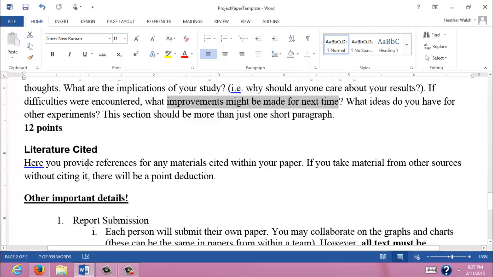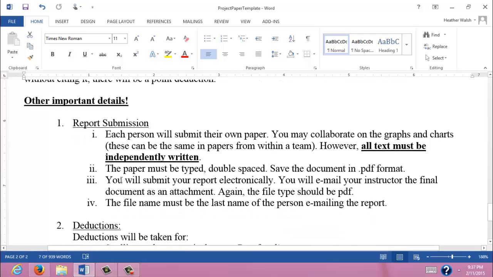If you're using anything from the internet, please cite the complete internet address here. Each person is submitting their own paper. You can collaborate on any data, because we all should have the same data, but you need to write your paper individually. It will be typed, double-spaced, and saved as a PDF. Actually, I would prefer a Word format if at all possible. If you have the ability to save it as a doc format, that would be awesome, but I can use PDF if needed.